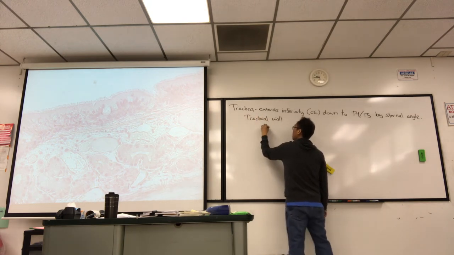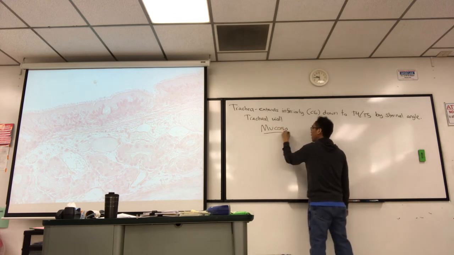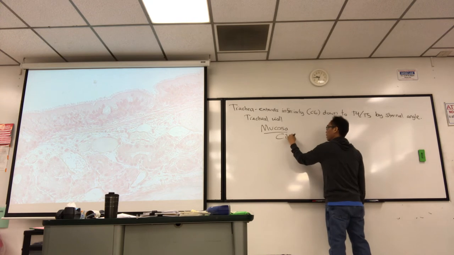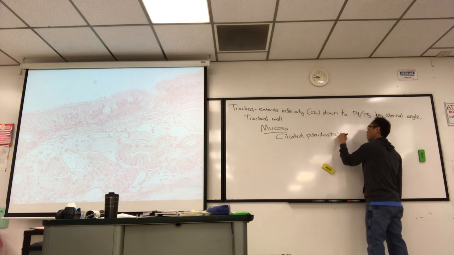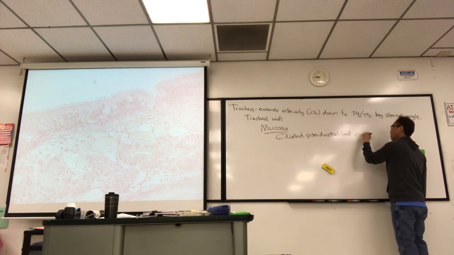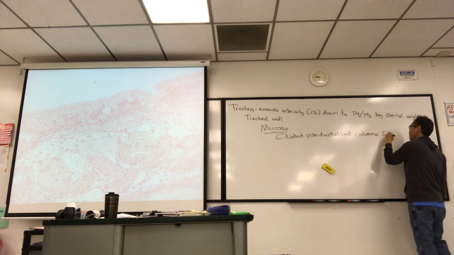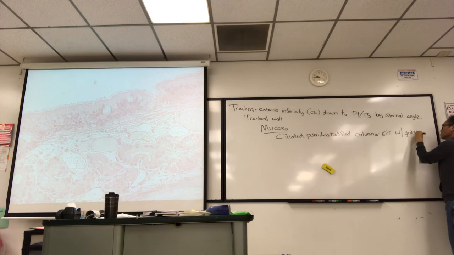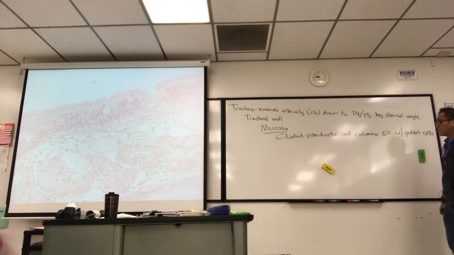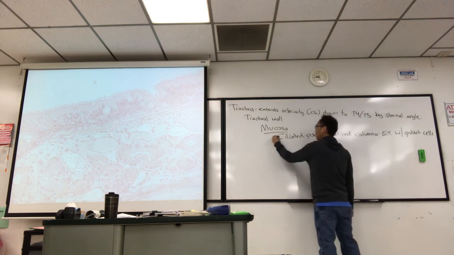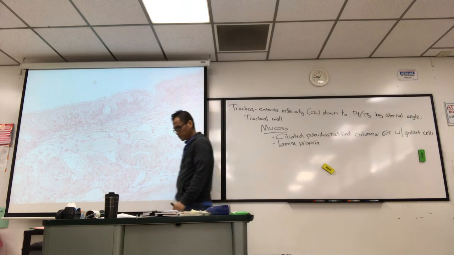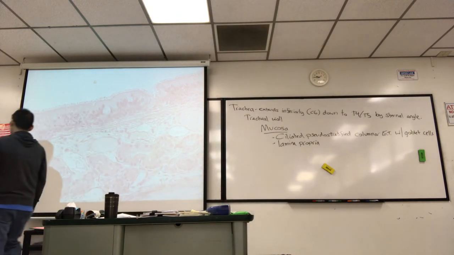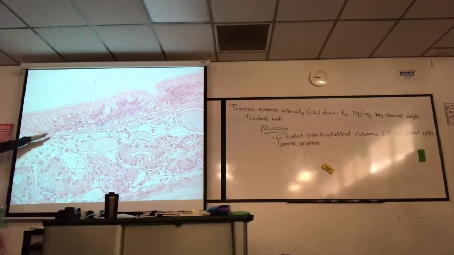Trachea wall. Mucosa, under that, it's ciliated, pseudostratified, columnar ET with goblet cells. And again, the connective tissue basement membrane is a lamina propria. Deep to that is the submucosa. You can see it all here.